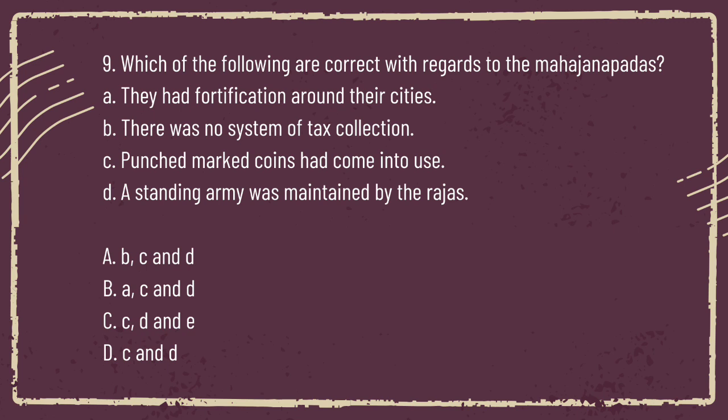Then, if there was a standing army, for payment of the standing army, they would need a system of taxation. So then there is no means to say that there was no system of taxation. So B is automatically wrong. Then if a system of taxation was there, then there has to be something which was used, maybe in cash or kind, to pay the soldiers. So punch-marked coins had come into use.